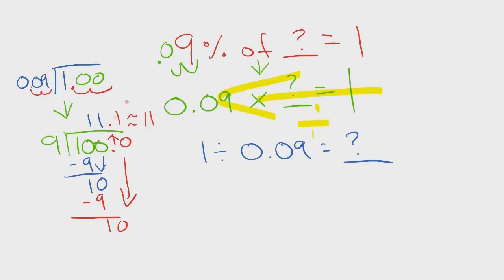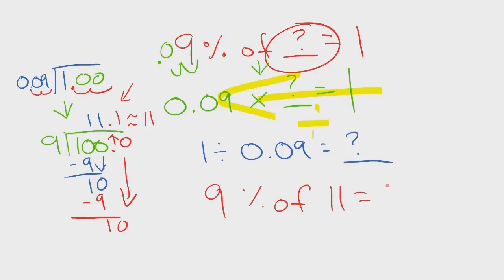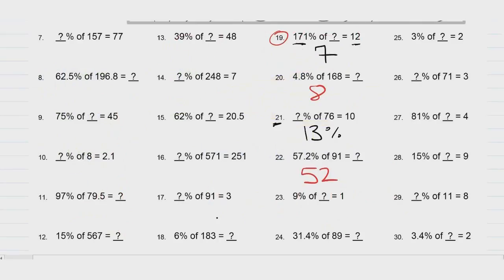Do you see how I only went 1 space past the decimal? Because this one is not a percent, and we just need to round to the nearest whole number. 9% of 11 equals 1. And this is an approximate, but it's good enough for our worksheet. Come over here, and I put 11.